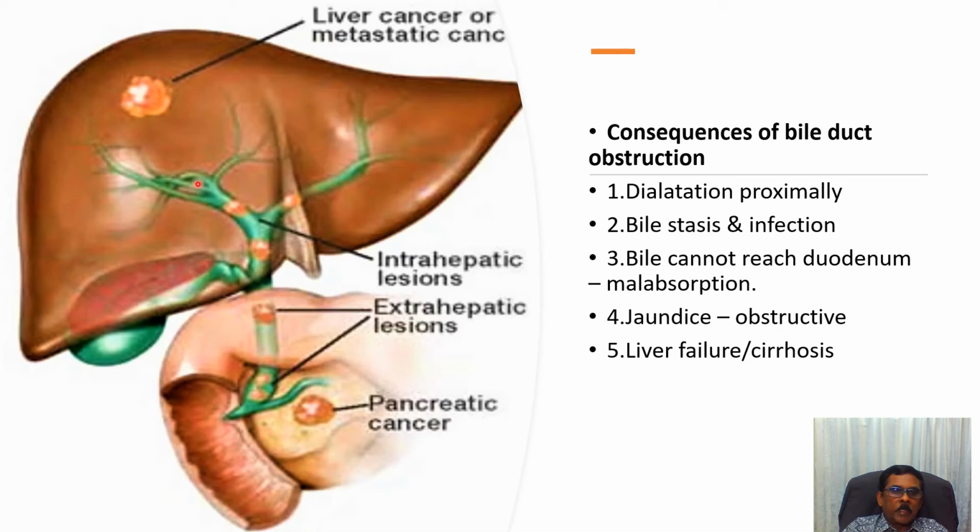This is a simple anatomy of the biliary ducts. We have the intrahepatic ducts, the right and left intrahepatic ducts, which join to form the common hepatic duct, which is again joined by the cystic duct from the gallbladder to form the common bile duct, which goes downwards and to the right to enter into the second part of the duodenum. Just before it enters the duodenum, it is joined by the pancreatic duct to form the ampulla of Vater.